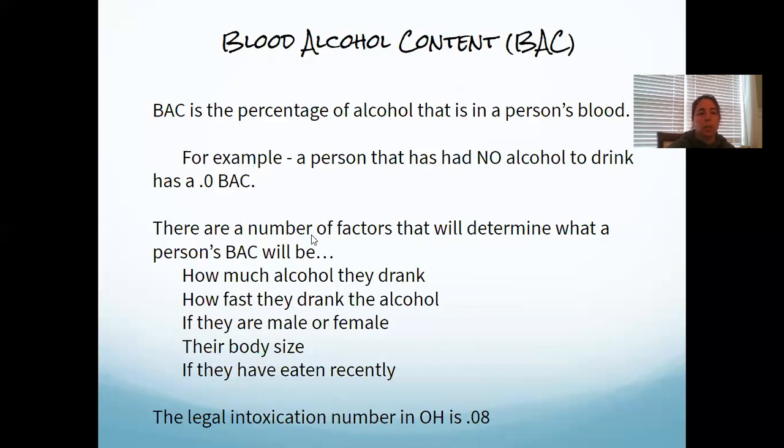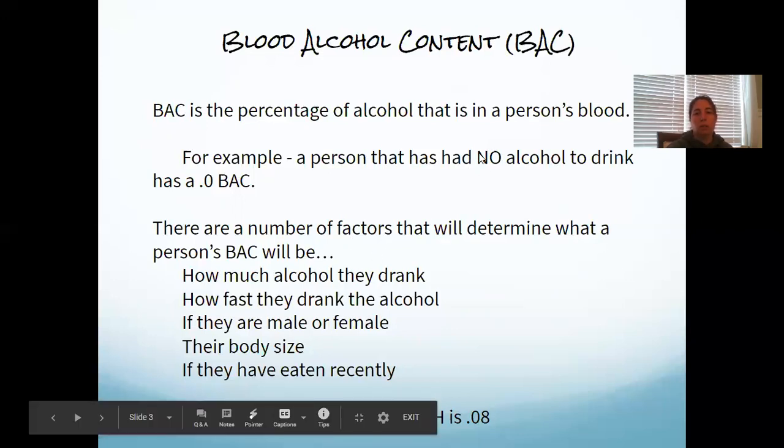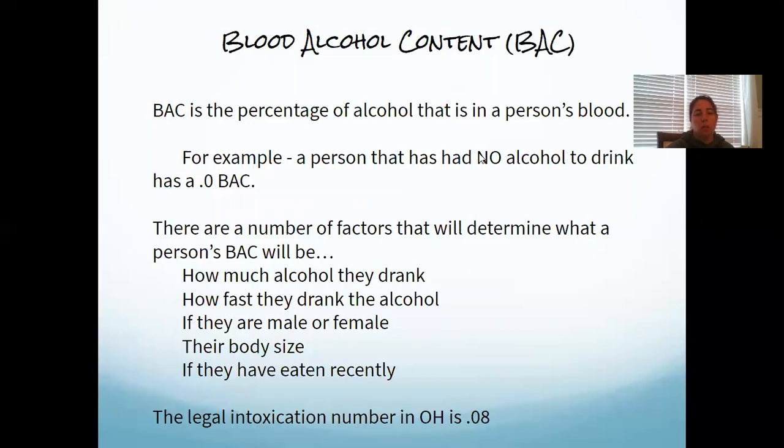Okay, so right here, these are the factors that determine what a person's BAC will be. So how much they've had to drink. The more they had to drink, the bigger the number. How fast they drink. If they have like 4 beers in an hour, that number is going to be much higher than somebody who had 4 beers over the course of 8 hours.